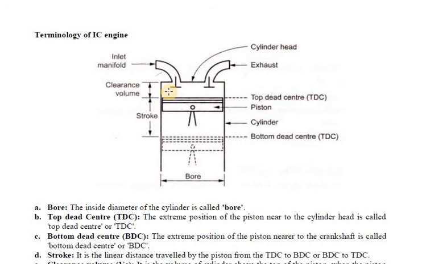What does the clearance volume mean? When the piston is at the top dead center, whatever volume is there above the piston always remains the same in the engine cylinder, that is the clearance volume, and that is the stroke volume. So there are two very important volumes in the engine cylinder, the clearance volume and the stroke volume. So this is about some of the terminologies.